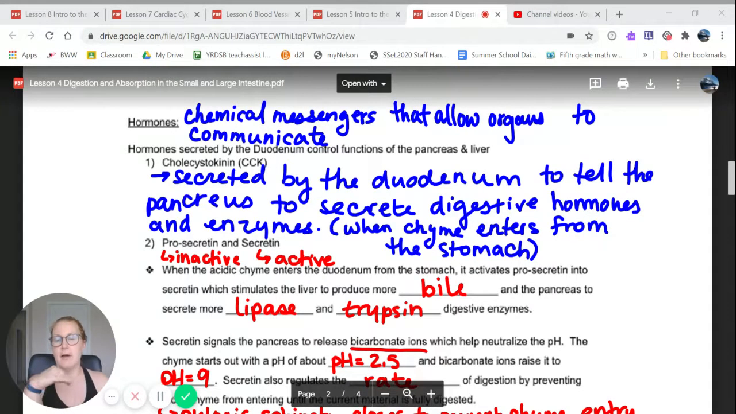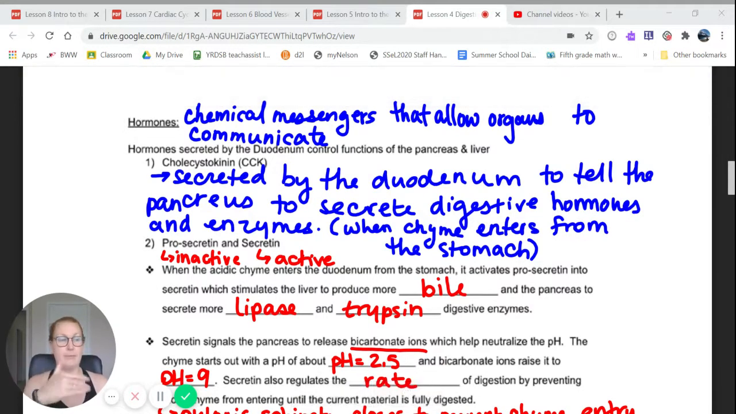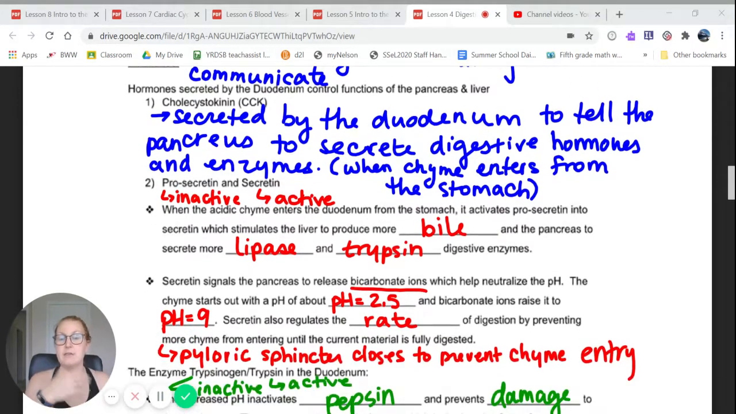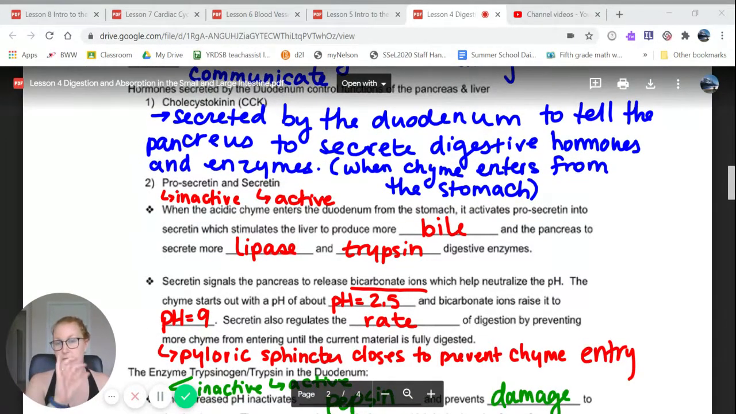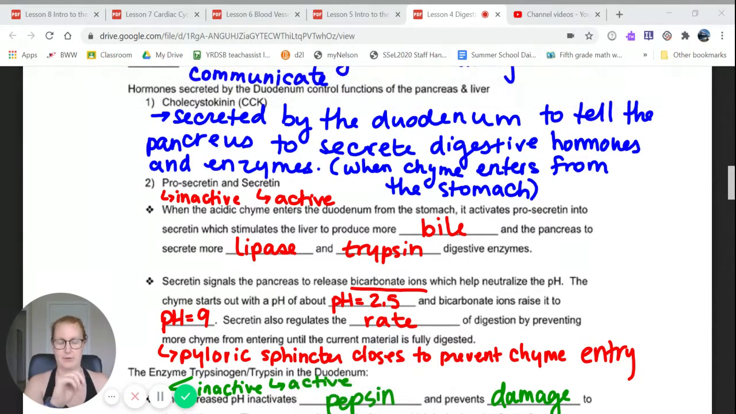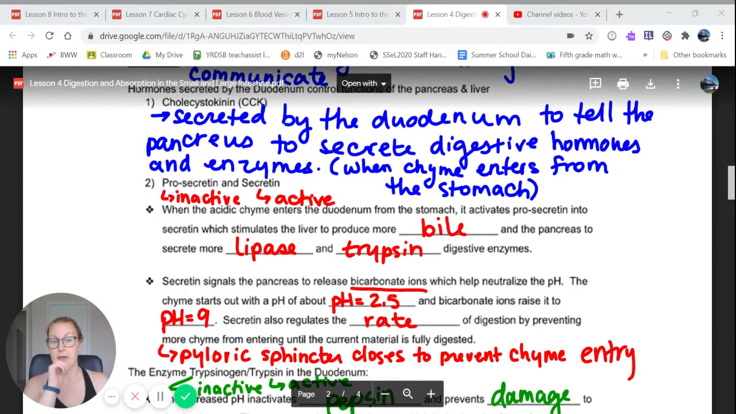So this one here actually relies on pH. So I mentioned previously that in the stomach, the pH is very low. It's very acidic. So when the acidic chyme enters into that section of the duodenum, that first section after the stomach, we're going to have this activation happen, and it stimulates bile to be released, and it also starts to stimulate release of lipases and trypsin enzymes from the pancreas.